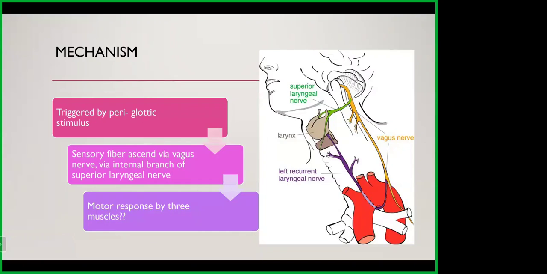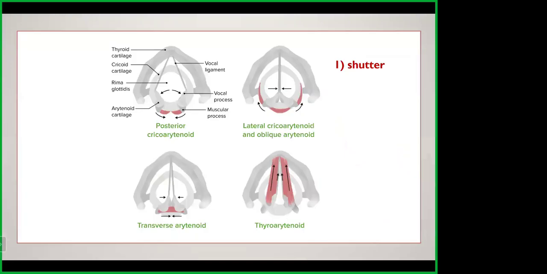Our glottic and periglottic area is rich in sensory receptors, and the highest density of these receptors are present in the laryngeal surface of the glottis. So, whenever there is any chemical, thermal, mechanical, or local stimulus, it stimulates sensory fibers which ascend via vagus nerve, via internal branch of the superior laryngeal nerve, and leads to motor response by three muscles which are adductors of the vocal cord. And here the vocal cord acts as a shutter.